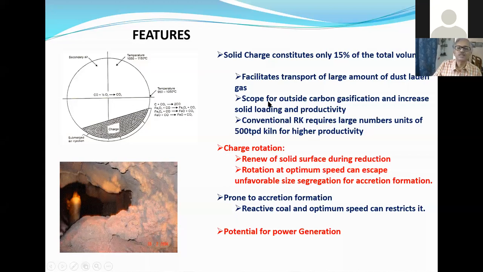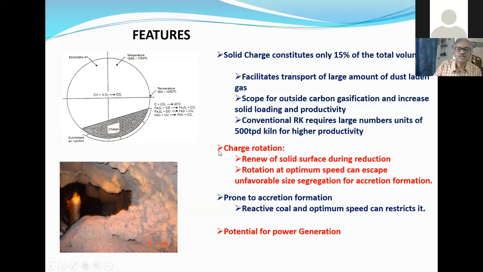Another thing people can think about is the scope for outside carbon gasification to increase the solid loading and the productivity. Instead of giving the coal directly inside the rotary kiln, if you gasify the coal outside, and then the CO gas burns inside the furnace, then I don't think so much free load will be required. All the particulate pollution will also reduce significantly. In that case, only the CO has to be burned to CO2 for the heat generation. It will be a much cleaner process, and productivity can also be increased.